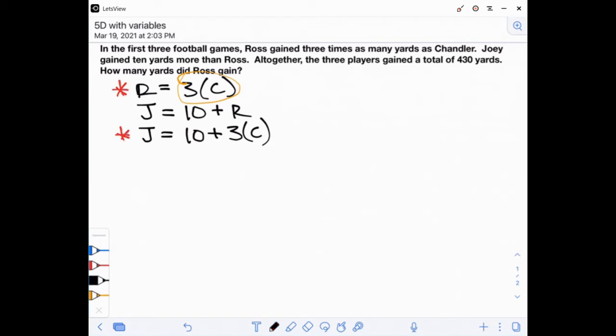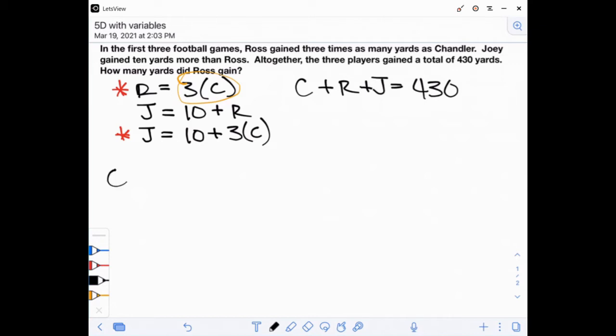What else do we know? We know that Chandler plus Ross plus Joey equaled 430 yards. So I'm going to set up my table, and we always start with who we know the least about. I know a little bit about Ross, look at that red star. I know a little bit about Joey, look at that red star. I know the least about Chandler, so I'm going to start my table with Chandler on the far left side. That's where I'm going to start my guessing.